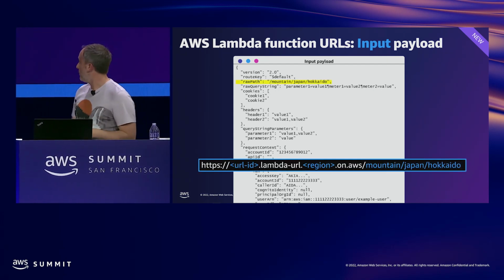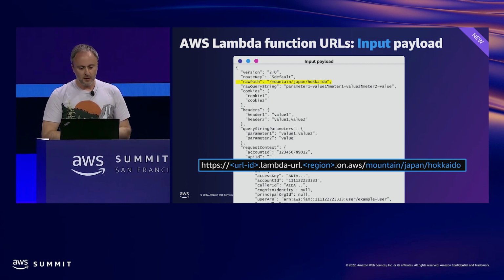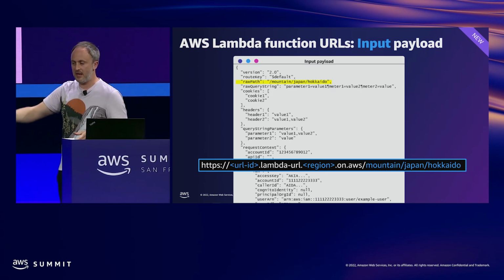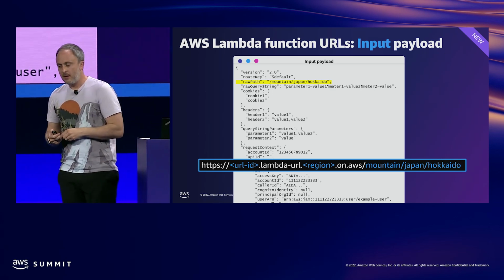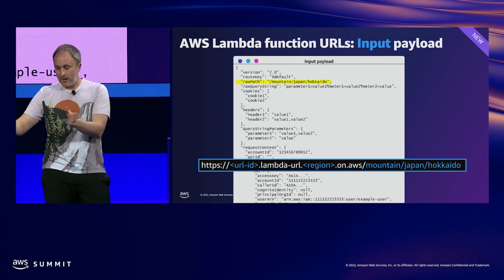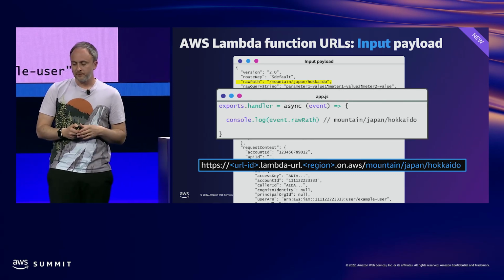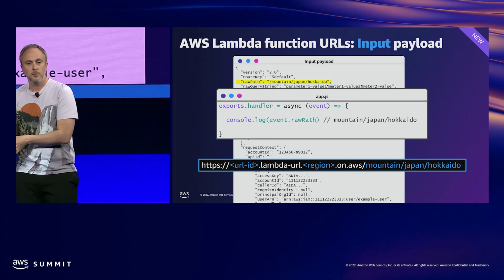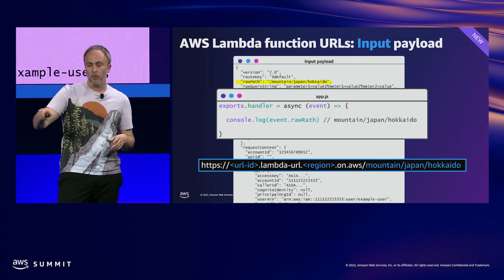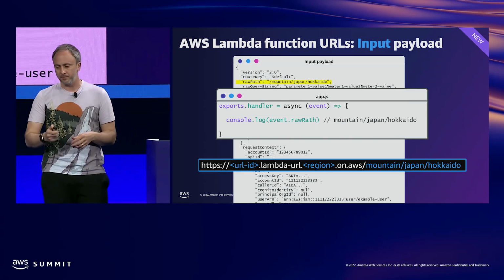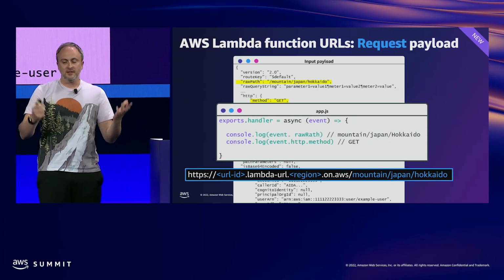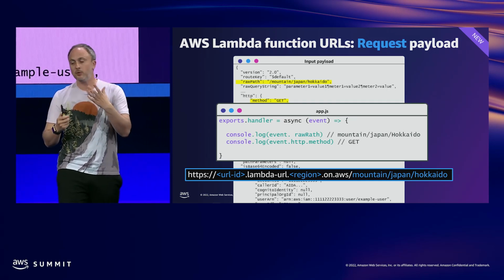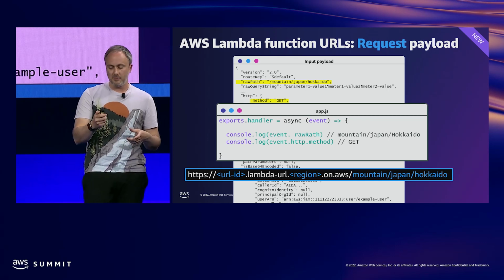So let's say I invoke my Lambda function from this path. I've got my function URL, and I have /mountain/Japan/Hokkaido. Now, if I want to access that path in my function code, here's how I do it. So here's my function handler, and you can see that that path is available to me in event.rawPath. That's my input. If I want to grab the HTTP method, get, post, patch, delete, etc., well, that's available to me in event.http.method.